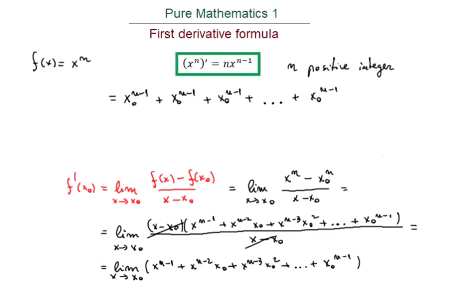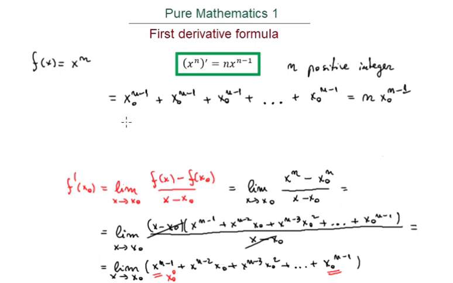How many terms do we have? Well, we started from this first term where we had no x0, so we could have said that x0 was to the power of 0, and we ended up at x0 to the power of n minus 1. So from 0 to n minus 1, we have n terms. So we have n times these terms, which is equal to n times x0 to the power of n minus 1.